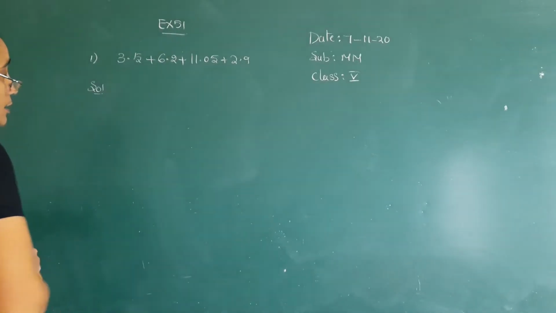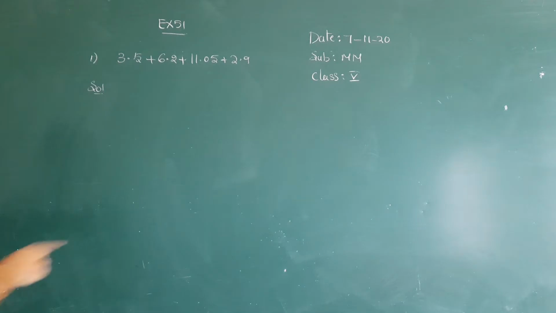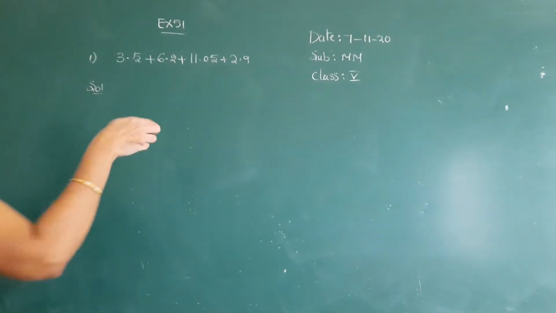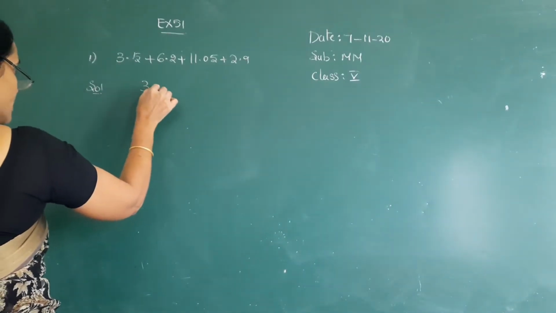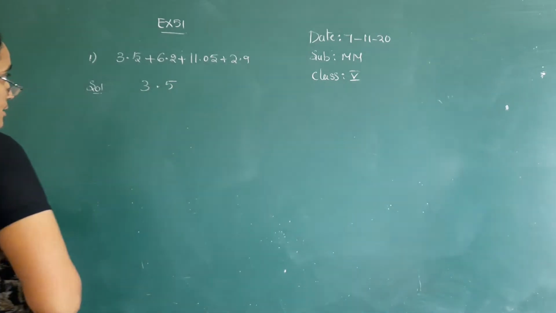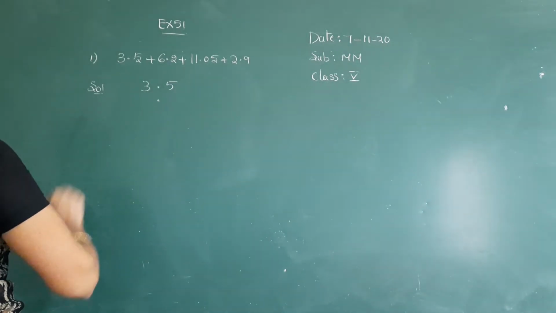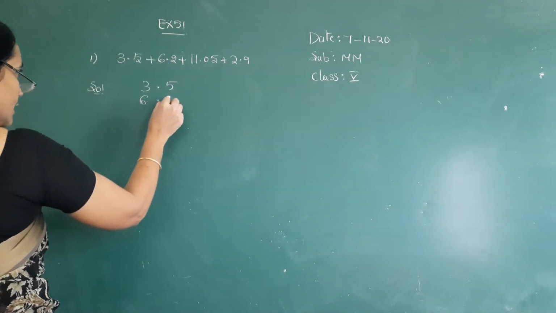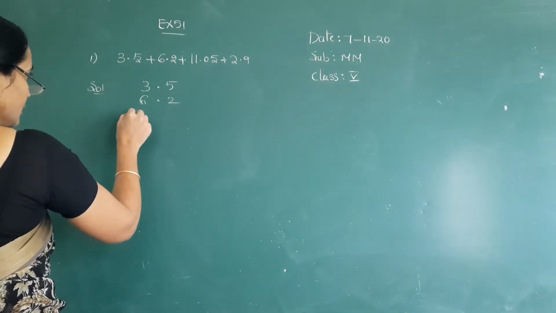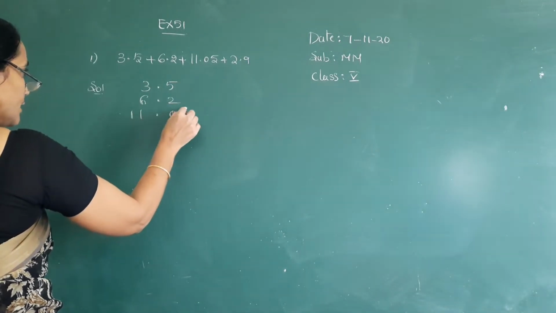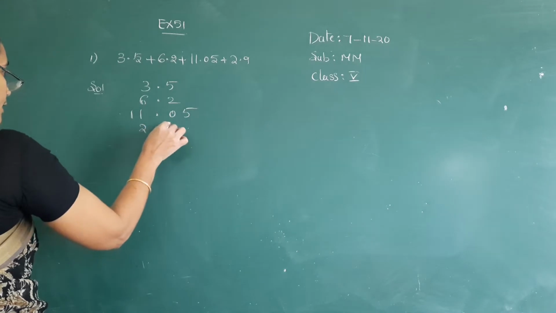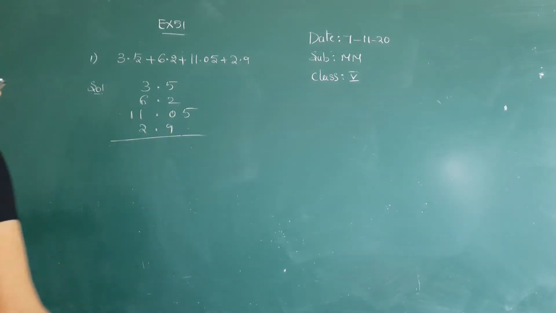First of all, you have to learn the arrangement of the decimals. Now, 3.5 you have to write first. Next, you have to keep decimal under decimal and arrange the whole parts and decimal parts. 11.05, 2.9. You have to write decimal under decimal.